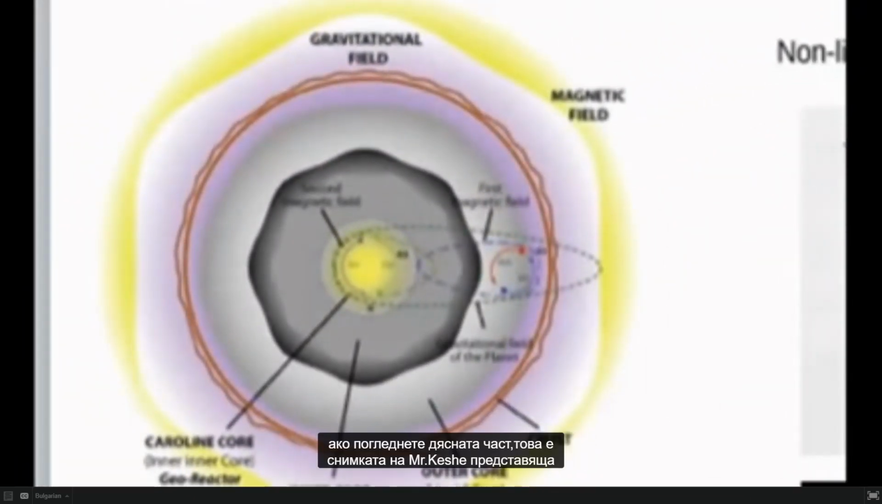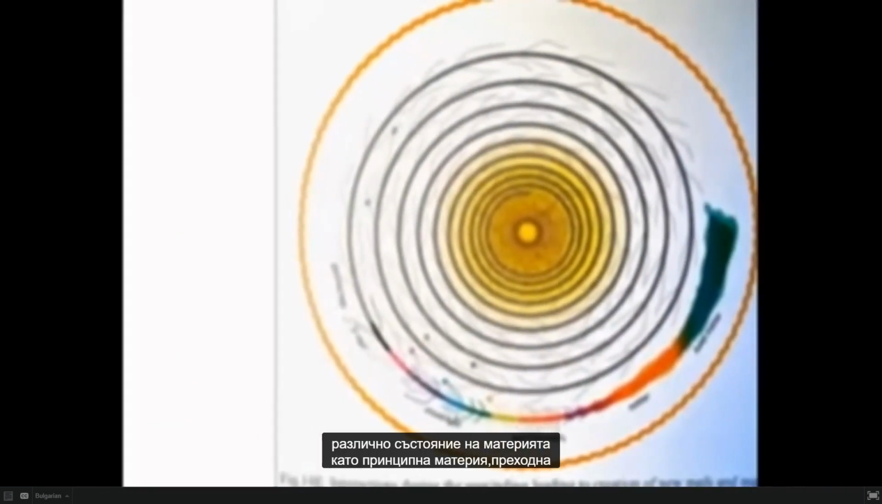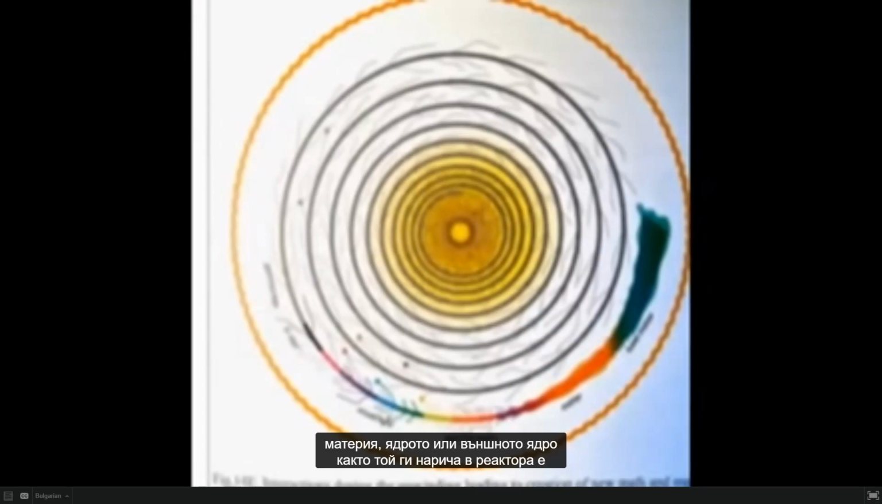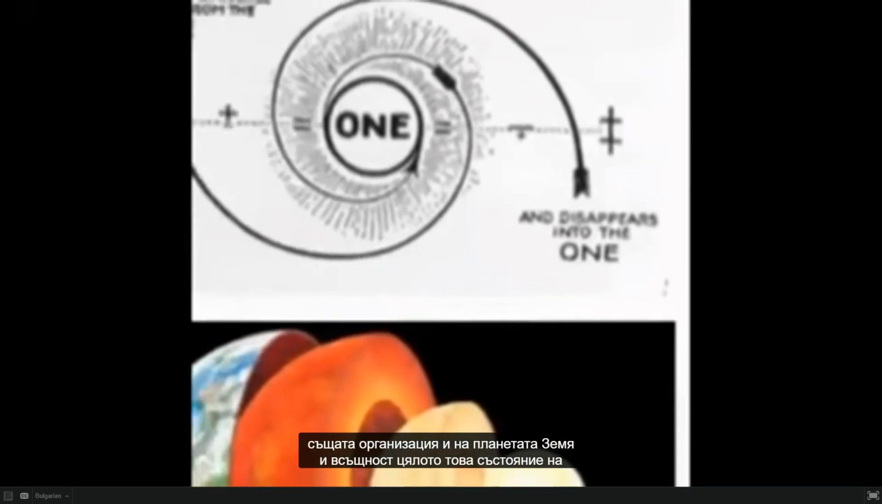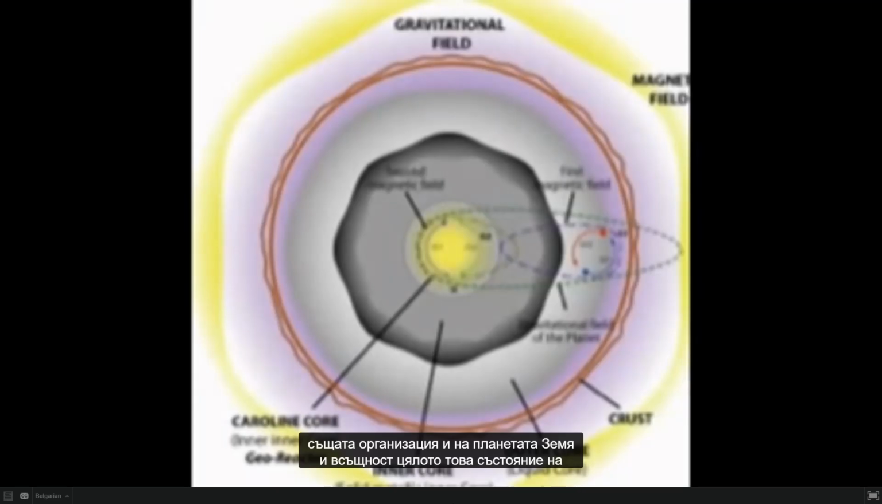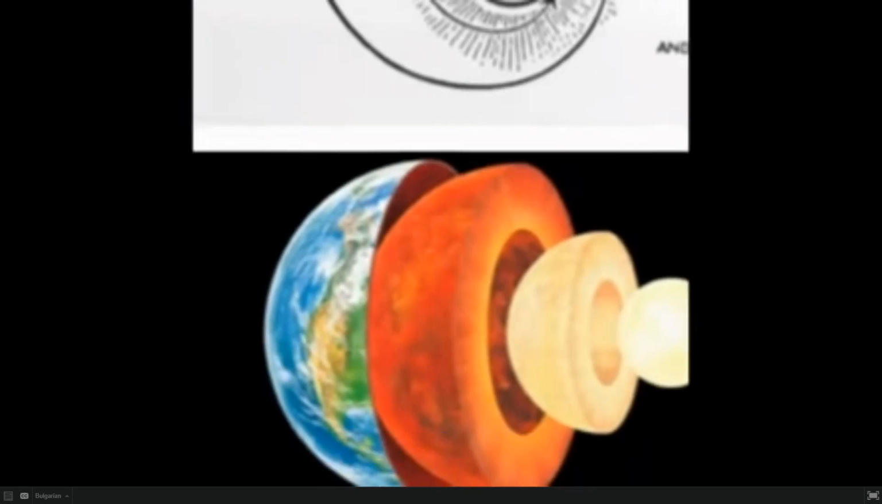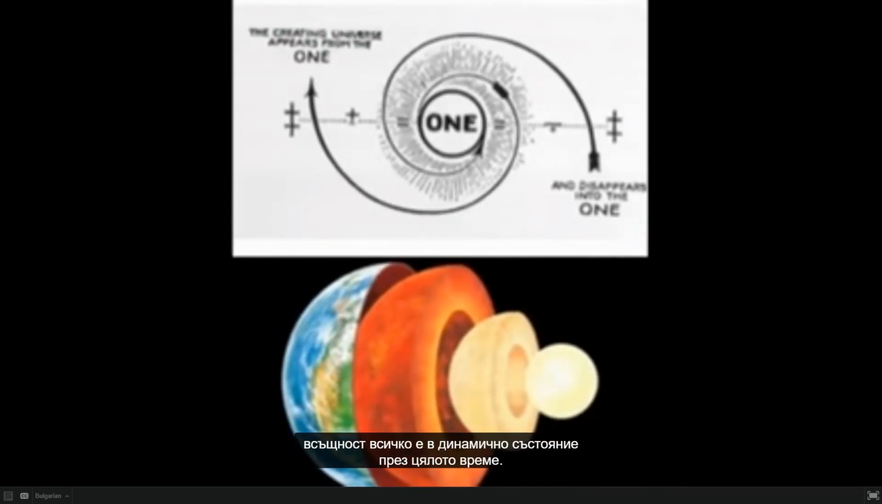If you see on the right side, this is the picture of Mr. Cash representing the different states of matter. This is like principal matter, transitional matter, and core or outer core, as he calls it. In the reactor, the same organization is on planet Earth, and actually all these states of matter are in vortex. They organize themselves in vortex. Everything is actually in a dynamic state all of the time. This is completely the same similarity.